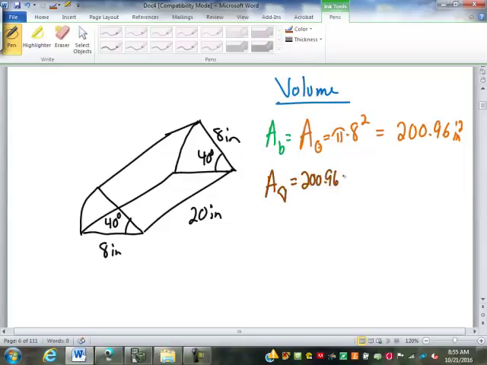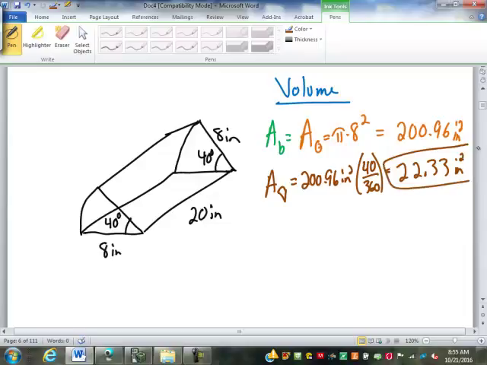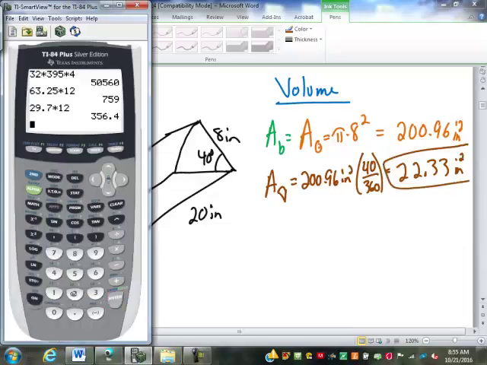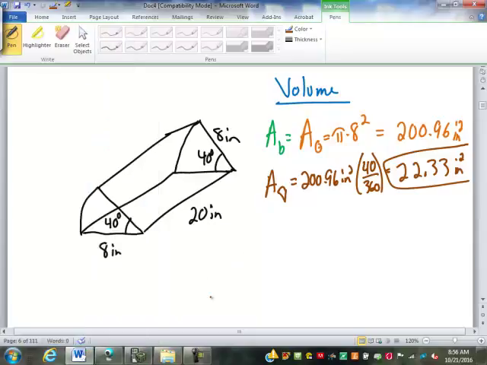Yes. Which is going to give me, what, 22.33. Does that look right? Yep, 22.33. That's the area of my base right there.